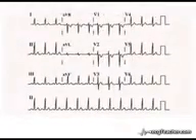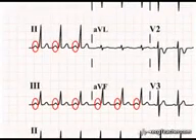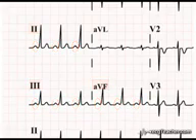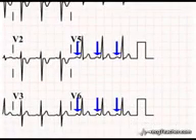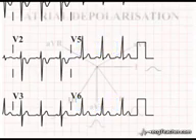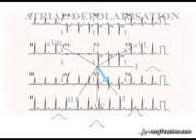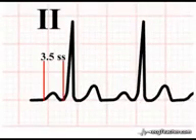In fact, the P wave axis is normal. We find upright P waves in both the inferior leads 2, 3 and aVF, and the left-sided leads 1 and V5 and V6. This indicates that the bulk of atrial depolarization is proceeding downwards and to the left. Also, the PR interval is within the normal range.